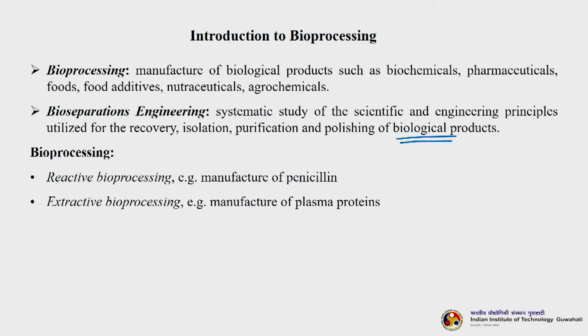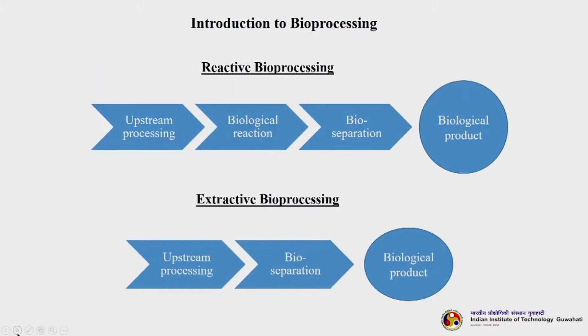There are two types of bioprocessing, one is reactive bioprocessing, for example the manufacture of penicillin, and we have extractive bioprocessing, for example plasma proteins. In reactive bioprocessing, the scheme is something like this. There is upstream processing, then you go for a biological reaction, during which the product is getting formed. Then you undergo bioseparation and you get your product. That reaction is not present in extractive bioprocessing. So, it is upstream processing, bioseparation, and you get your biological product. The difference between these two is basically the biological reaction that is happening in reactive bioprocessing.